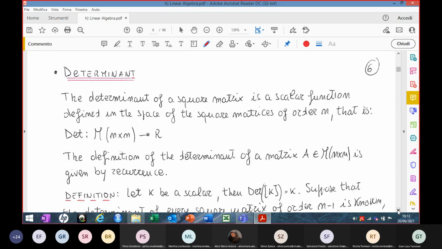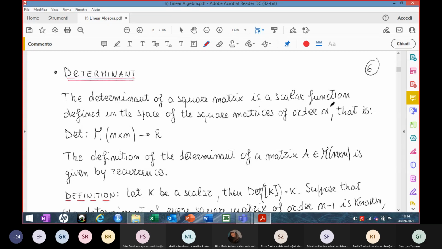Here, guys, I provided the definition of another important concept, the determinant. Now, the determinant of a square matrix is a function defined on the space of the square matrices of order n.